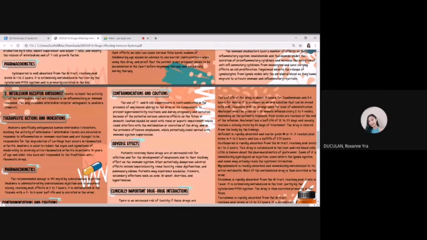So the next one is pharmacokinetics. The recommended dosage is 100 milligrams per day by subcutaneous injection.